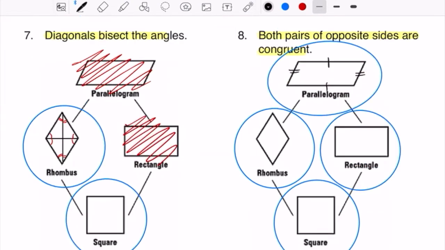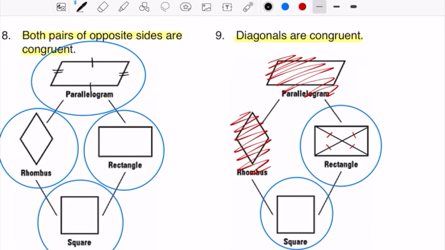All right, moving on to the back side of your notes. So property 7 says the diagonals bisect the angles. So that's true in a rhombus and in a square, but not for a parallelogram or a rectangle. Number 8 says both pairs of opposite sides are congruent. That one's true in a parallelogram, so that means it's also true for a rhombus, a rectangle, and a square. And then the final property says the diagonals are congruent to one another. So that's true for a rectangle and a square, but it's not true for a parallelogram and a rhombus.